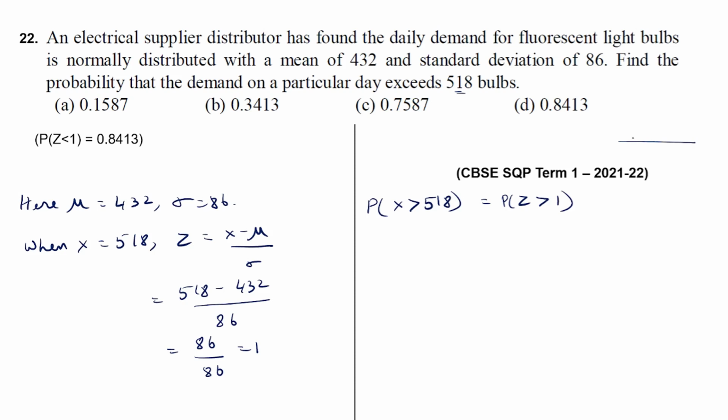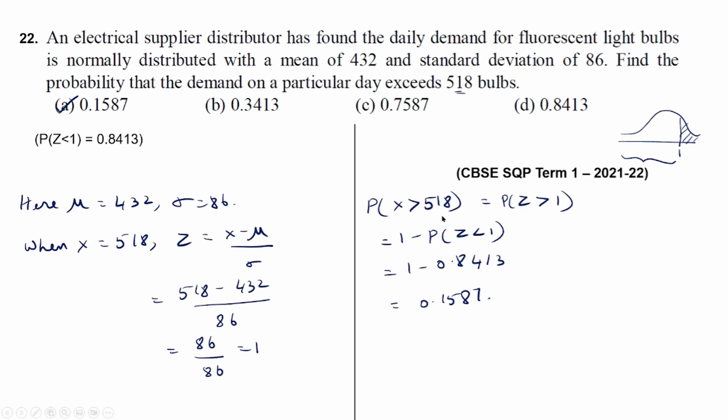So if we see the normal distribution curve, here we have 1, and we have to find this area. So the probability of z greater than 1 is 1 minus, since this whole area is 1, 1 minus the probability of z less than 1. Because we have values only for the probability of z less than 1. So this is equal to 1 minus 0.8413, or it is equal to 0.1587. So the correct option is option A, 0.1587. So this is the probability of x greater than 518.